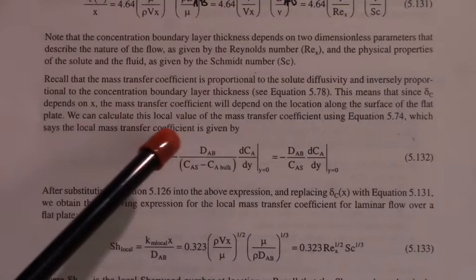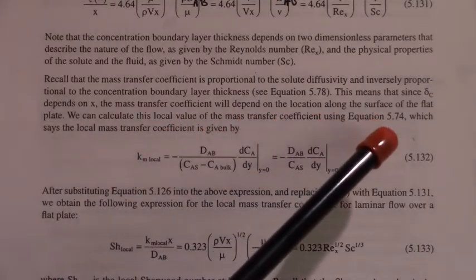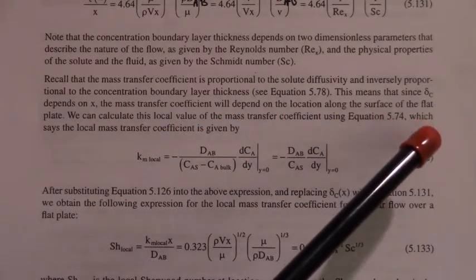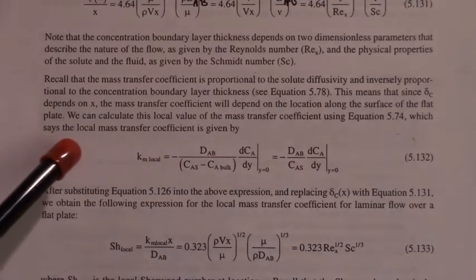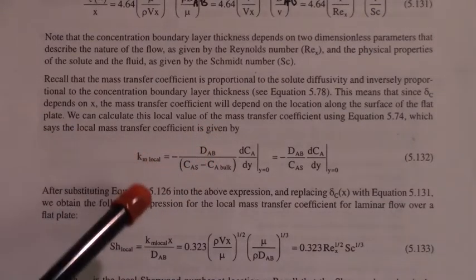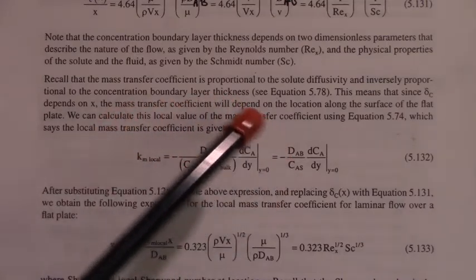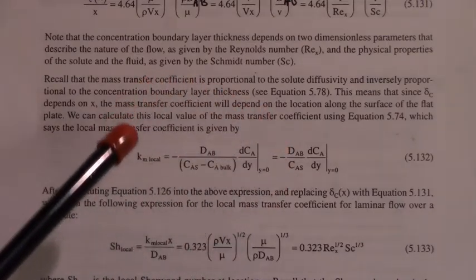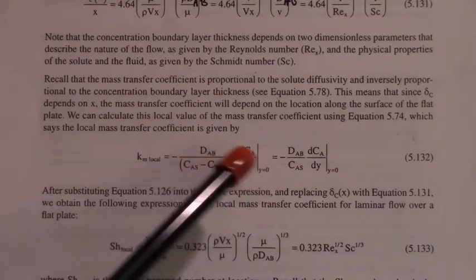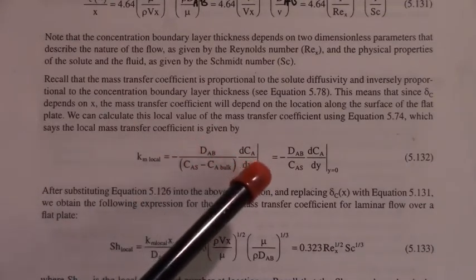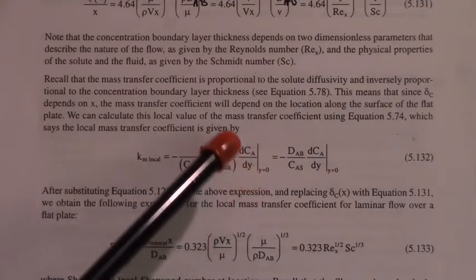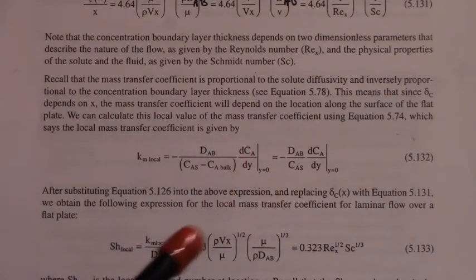So we can calculate the local value of the mass transfer coefficient using equation 5.74, which says that the local mass transfer coefficient is given by this equation. This part right here just comes from our definition of the mass transfer coefficient in terms of Fick's first law. Notice that we evaluate the gradient here at the surface.